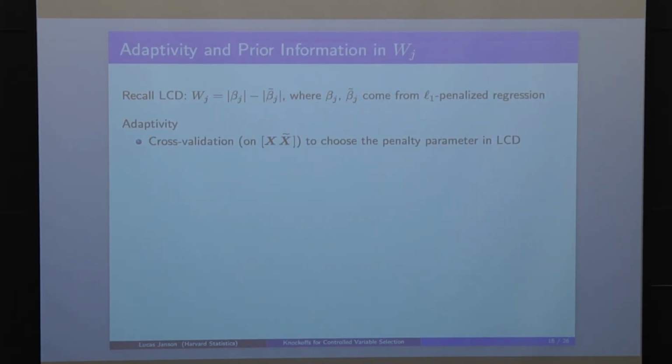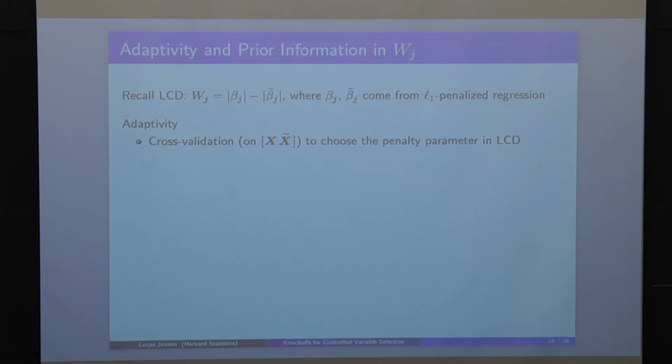Okay, so now if the last slide was maybe the most important of the talk, I think this is maybe the most exciting slide of the talk. And it really comes from that removal of the sufficiency property for the wj's that allows me to use pretty much any variable importance measure, to try to increase my power.